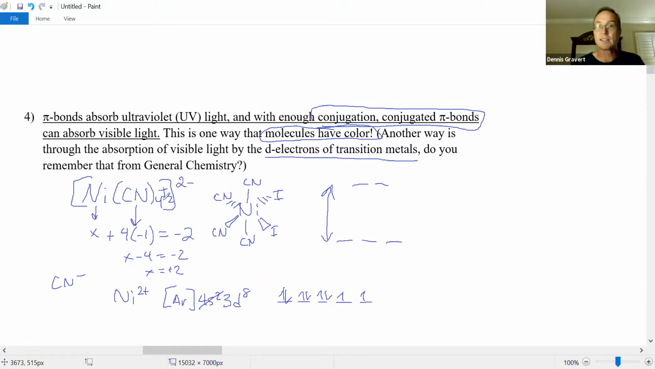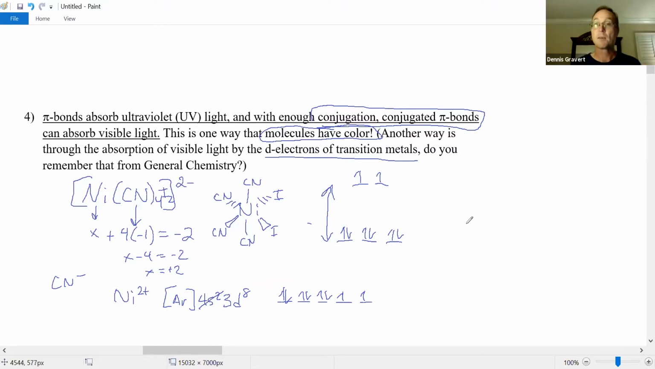And cyanide is a strong field ligand, so you get a large gap, meaning that the electrons will pair up on the bottom before they start filling up here. And with 8 electrons, you will get 2 electrons up here. Okay, hopefully that looked familiar.